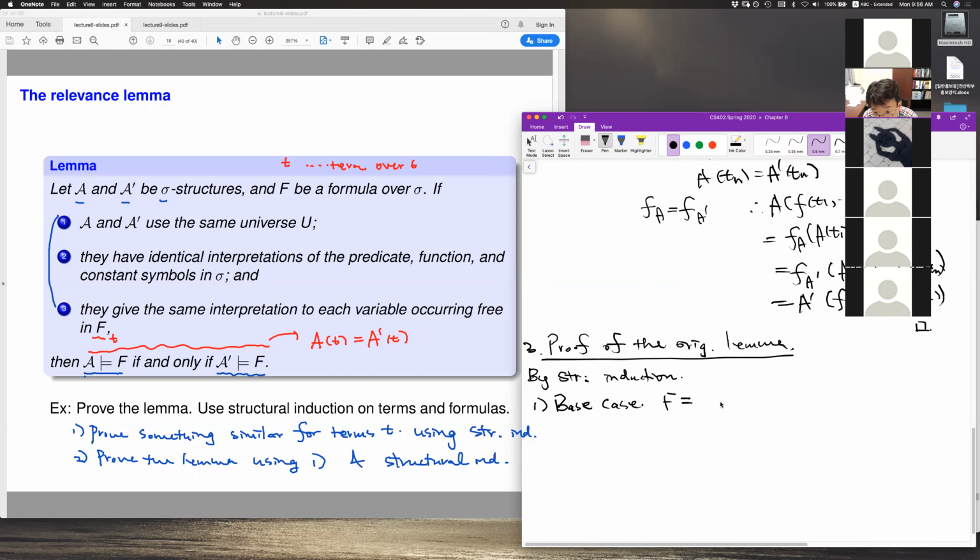The case is formula F is predicate symbol P applied to T1 up to Tn. So the formula says T1 up to Tn are related by predicate P. And now we said A satisfies this formula F. This is defined by, look at the meaning of T1 up to Tn under A and see whether the tuple constructed by these meanings is going to be related by this relation under A. So that's what this is coming from, the definition.